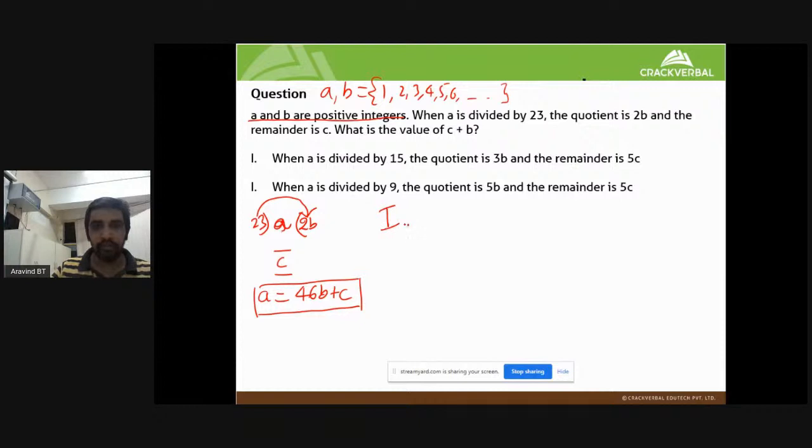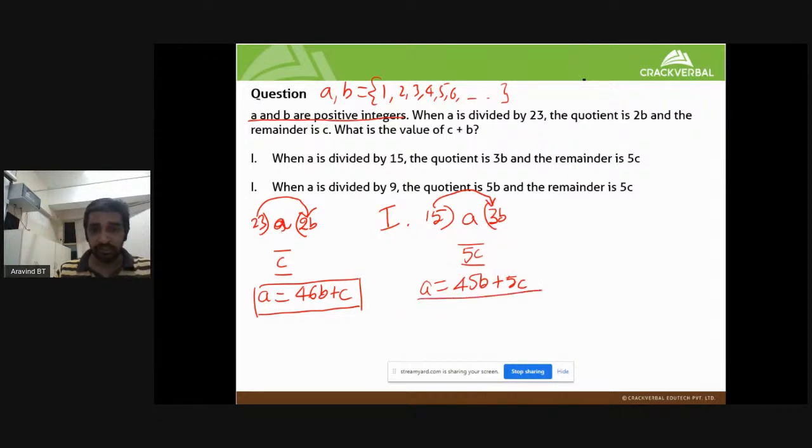First statement, when A is divided by 15, the quotient is 3B and the remainder is 5C. Again, applying the division algorithm, A equal to 15 into 3B, that is 45B plus 5C.